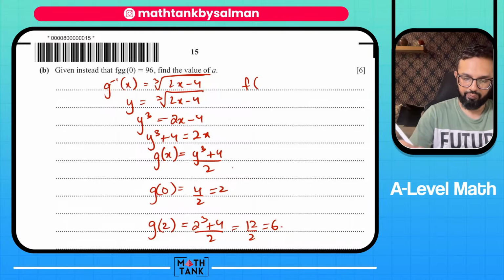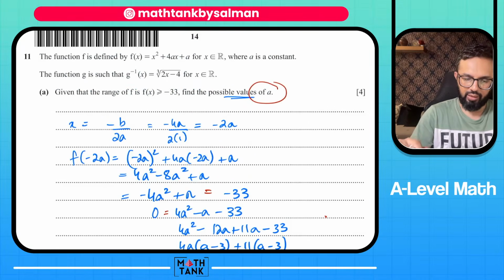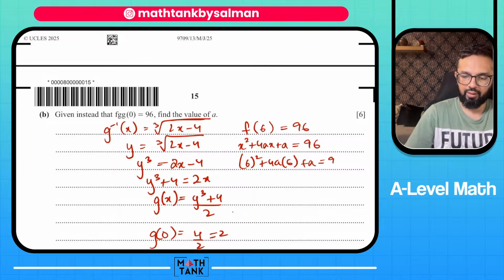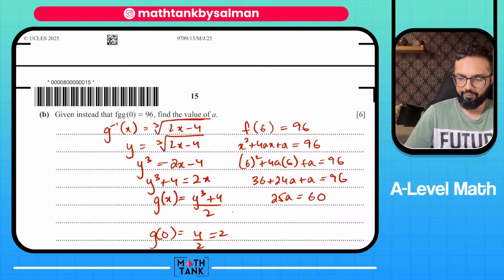F of 6 is 96. What is f of 6? X squared plus 4ax plus a equals to 96. That's 6 squared plus 4a times 6 plus a equals to 96. 36 plus 24a plus a equals to 96. 25a equals to 96 minus 36. That's 60. A is equals to 60 over 25.